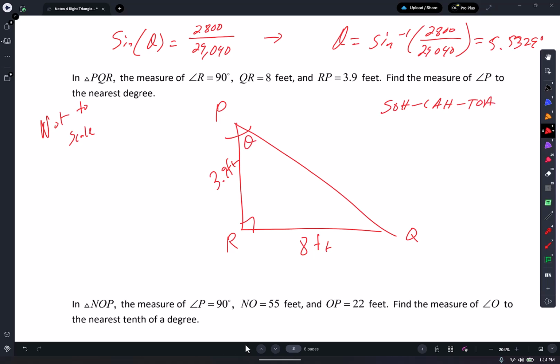Here's angle P. With respect to that angle, is the 8 opposite, adjacent, or hypotenuse? What about the 3.9? So which one uses opposite and adjacent? So I'm going to write tan of theta equals opposite 8 over adjacent 3.9. Then, all right, Miss Taylor, no pressure. What do I have to do to get theta by itself?